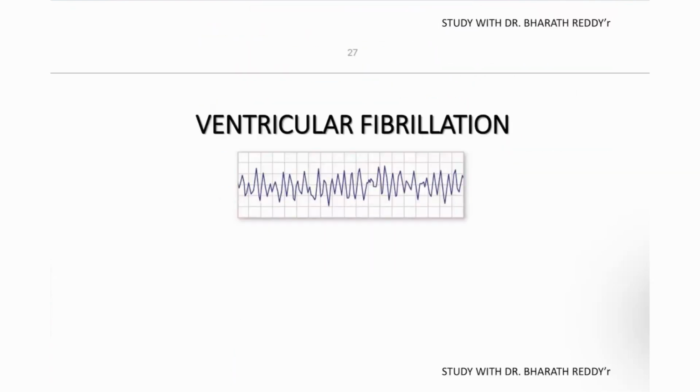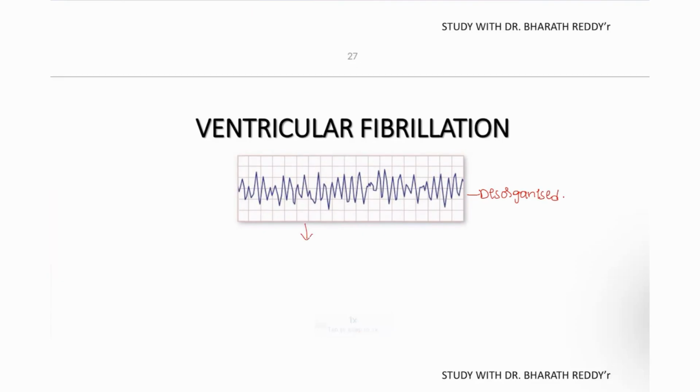Next, ventricular fibrillation. In ventricular fibrillation, you can see it is a completely disorganized pattern, right? Regardless of whether the vitals are stable or unstable, you have to go for the defibrillator. Defibrillation should be done for this patient.